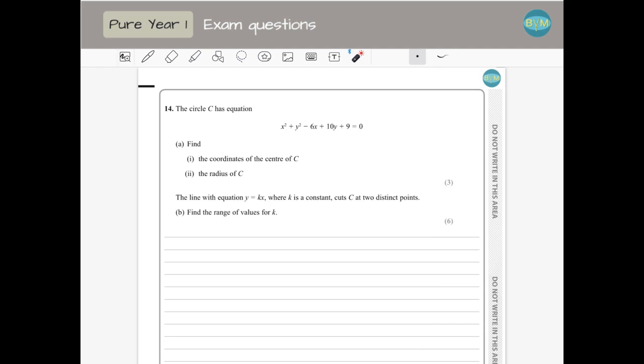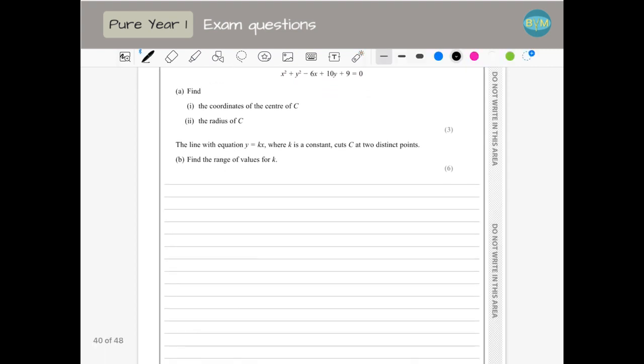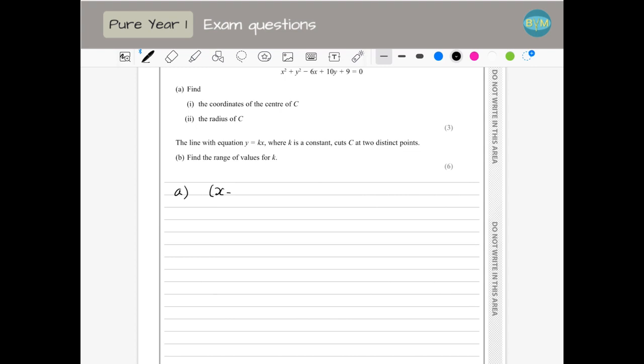Hello, question 14 in your AS June 2018 paper from Edexcel is a circles question. So you have the equation of a circle, and the first thing you have to find is the coordinates of the center and the radius. So remember, when we have the equation in this way, we want to work with it until we have something like this: (x minus a) squared plus (y minus b) squared equals r squared, because this way (a, b) will be the coordinates of the center and r the radius.